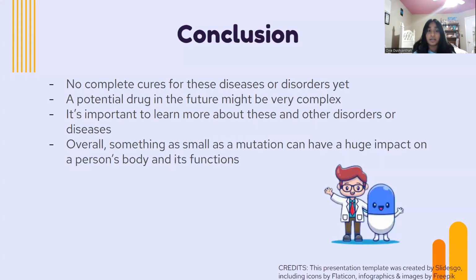So to conclude, as I stated before, there aren't really any cures for these diseases or disorders yet. However, there is a lot of research being done related to it. A potential drug in the future might be very complex in that it'd have to both be able to check and correct the mutation. Overall, it's really important to learn more about these and other disorders or diseases so that everyone's overall more knowledgeable about them.